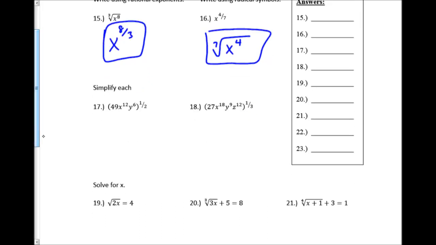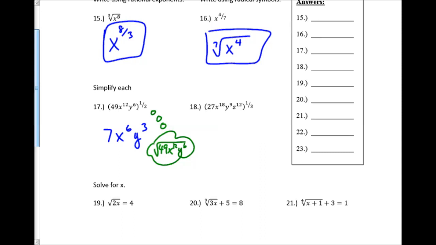If I look at the next one, I want to simplify this using the rational exponents. And just remember that the 1/2 power is the same thing as the square root. So when I do this, 49 to the 1/2 power is 7 because it's the square root of 49. X to the 12th, if I take the square root of that, I'm dividing, or you can just think of it as multiplying the exponents. That's an x to the 6th. And then the y, that's going to be a y to the 3rd. But again, if you have trouble thinking about these, just think of this as the square root of 49 x to the 12th, y to the 6th. And now it should be pretty simple.